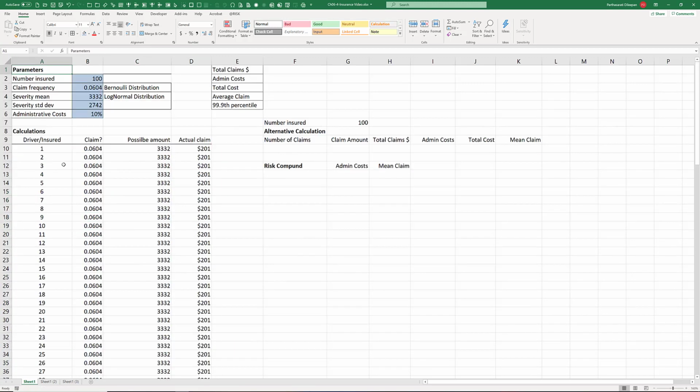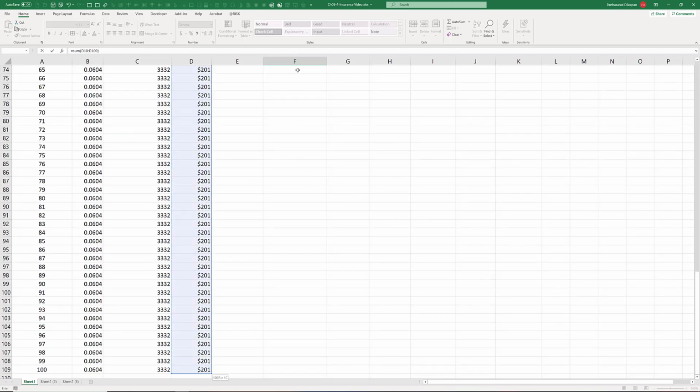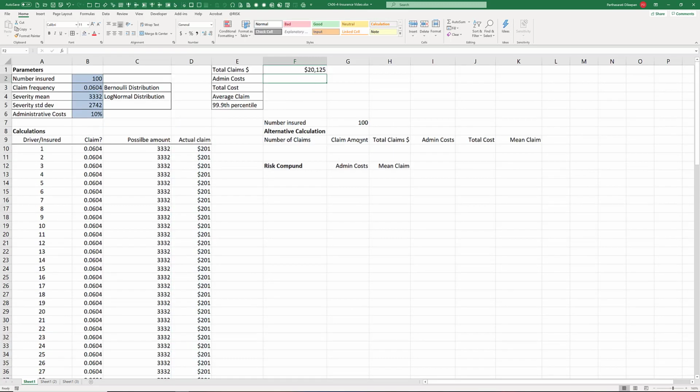All right. Okay. So now we'll set up some summary statistics. So total claims dollars is the sum of that. Now administrative cost is total claims multiplied by 10%. Now the sum of these two is what we need to recoup from our insured. So let's take that and divide by the number of customers, and that's the average that we have to charge every customer.